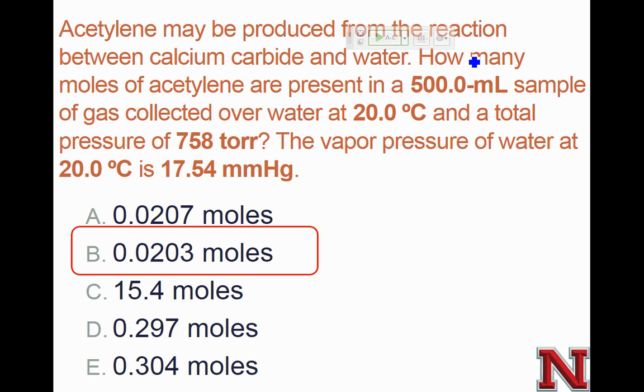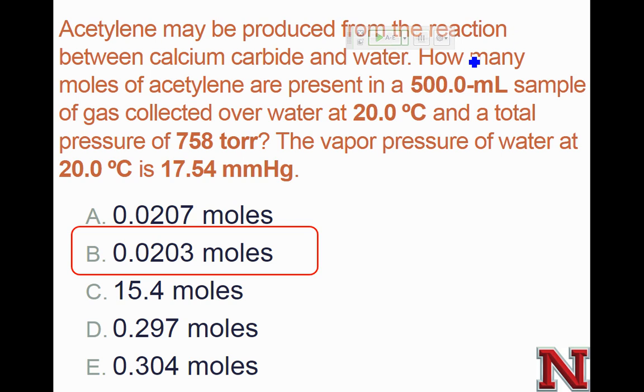What we're looking at here is, again, how many moles. You're only looking for moles of acetylene. So you don't need to know the molar mass of acetylene. It's not necessary, because it doesn't matter. If you needed the mass, you'd need the molar mass. Present in a 500 milliliter sample, that's our volume, of gas collected over water at 20 degrees Celsius and a total pressure of 758 torr. And then, of course, in this case, it gave you your vapor pressure. So you would just go about this the same way we just did.